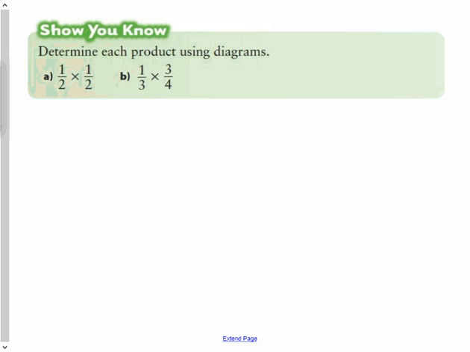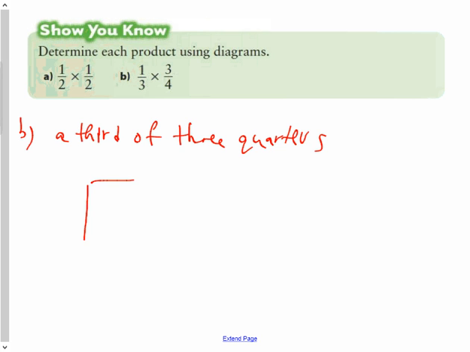Our second question says a third times 3/4, or if I write it in words, it would be a third of 3/4. This is for B, a third of 3/4. So if I say a third of 3/4, the first picture I'm going to make is 3/4. I'm going to cut it into quarters, and I'm going to shade in 3/4 of that. So that is 3/4.